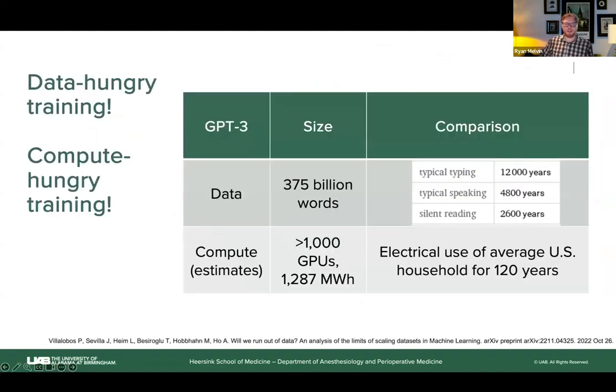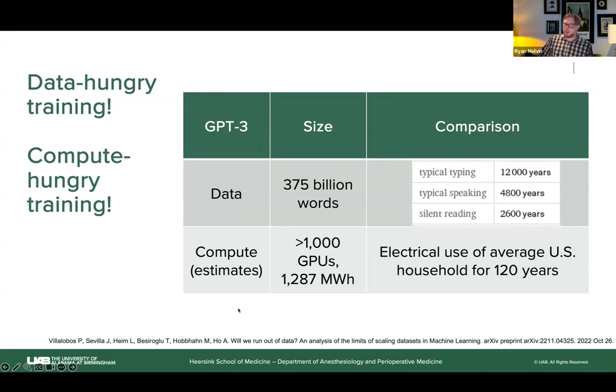An interesting property about these models, and what results in them being mainly controlled by mega corporations, is that they are very data hungry and very compute hungry. So GPT-3, the older, dumber cousin of ChatGPT, is estimated to have an input training data set of about 375 billion, with a B, words. And I've got some comparisons over here of what exactly that is. That's about 12,000 years of a human sitting and reading. So if you were trying to read 375 billion words, it would take you 12,000 years.